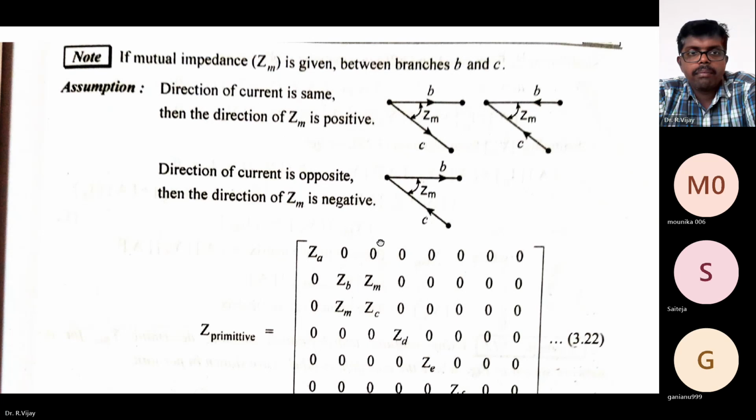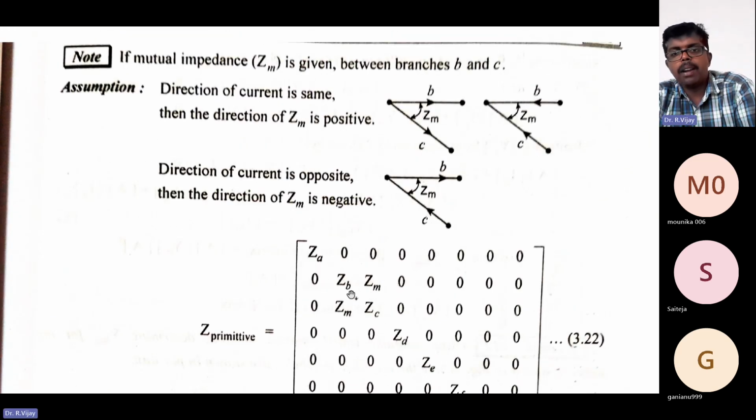Next, if a mutual impedance ZM is given between branches, say for example B and C, and the direction of the current is the same, then the direction of ZM is positive. If the direction of current is the same, then the mutual impedance is positive. Say for example, here we have A, B, C, D, E, F, G up to H. Between B and C, what is ZM? Similarly, between C and B, again one mutual impedance is there.